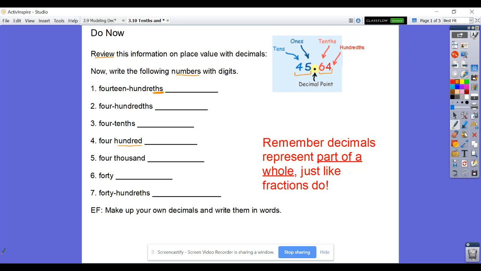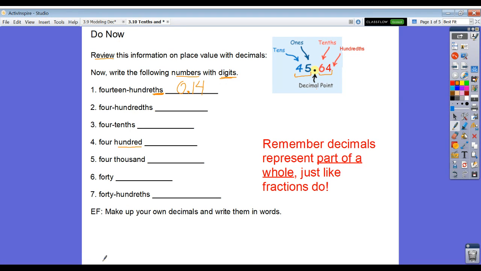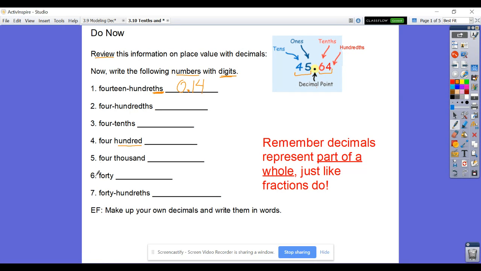Okay, go ahead, pause the video and try these on your own, writing them with digits. So writing the decimals, and then play the video when you are ready to see the answers. I'm going to go through these really quickly. So 14 hundredths would look like that. You can say woohoo after each one if you got it too, and keep the energy going.